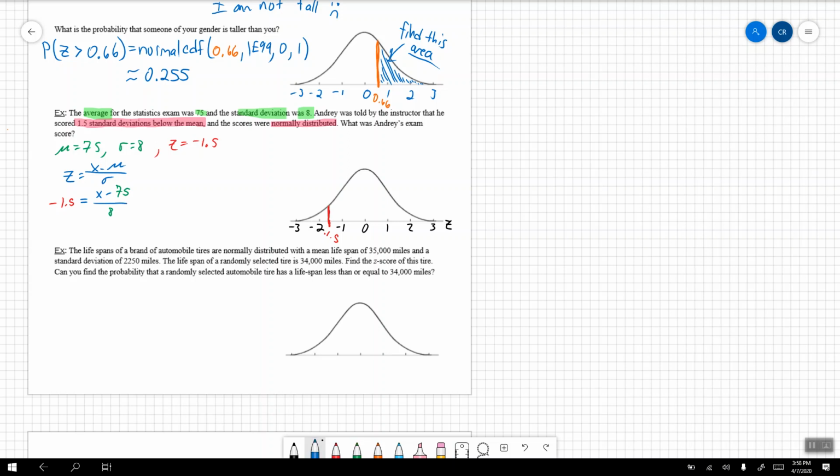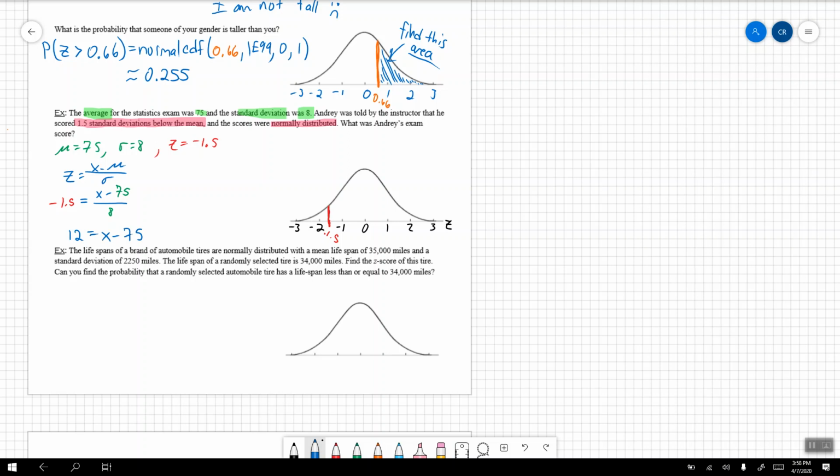So all I have to do here is, ooh, here goes a tough word, I have to perform some algebra. There, I said it. I have to perform some algebra in order to solve this. So I'm going to multiply by 8 on both sides. In other words, you can think of this as cross multiplication. So I have negative 1.5 and I'm going to multiply by 8. That should get me 12. So this is 12 is equal to x minus 75.